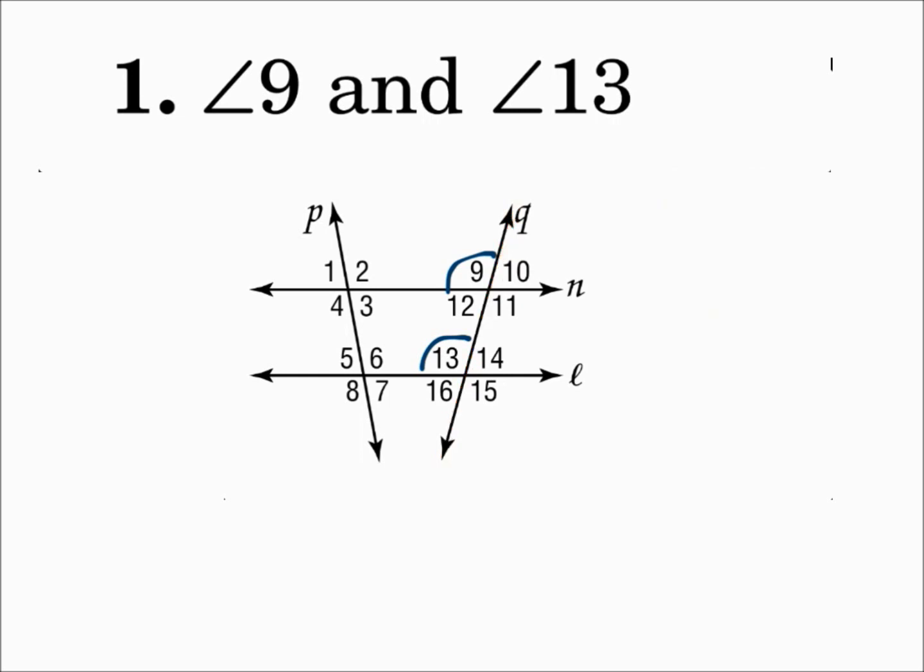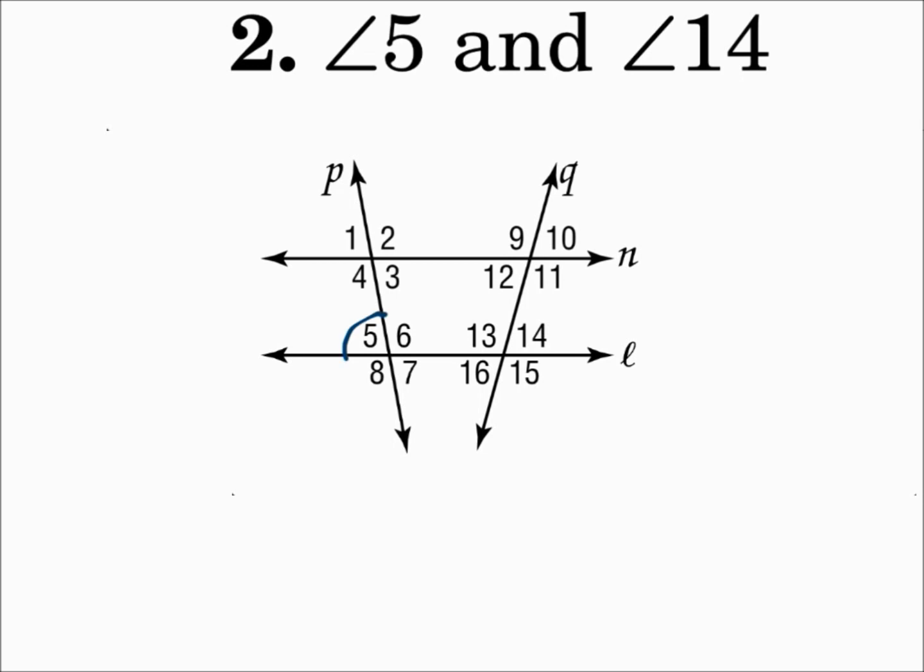If you're not sure, just draw all the lines. Line P doesn't touch either of the angles. Line N only touches angle 9. Line L only touches angle 13. But line Q is the one that touches both of them. So the transversal is Q.